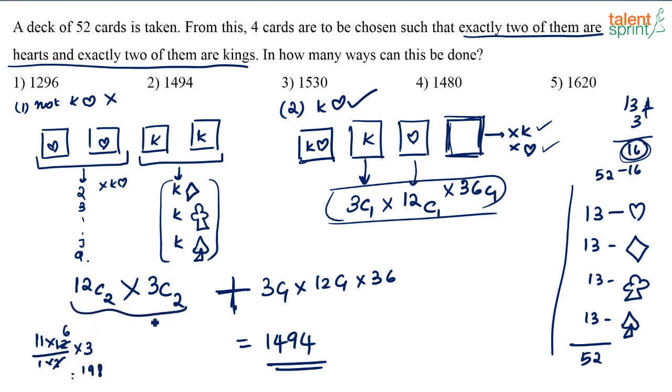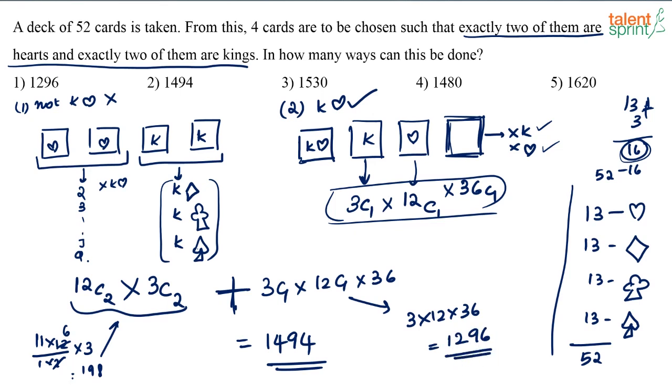Okay, this part when you solve, you will get it as 198, and this part when you solve, you will have 3 into 12 into 36. That will be equal to 36 into 36, right? 1296. Add these two.